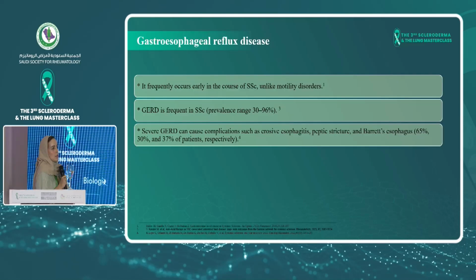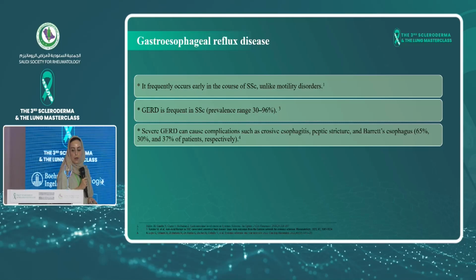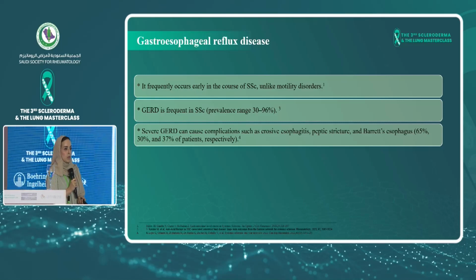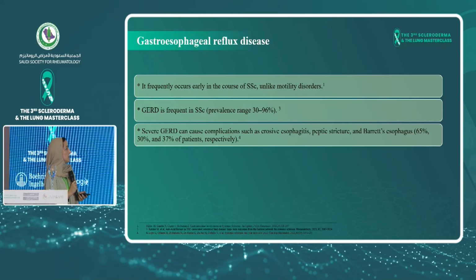All right, gastroesophageal reflux disease, second esophageal involvement. It frequently occurs early in systemic sclerosis. Motility disorders will occur late, but GERD will be one of the first manifestations. It is very frequent. More than 96% of patients will have GERD. Pretty much every patient with systemic sclerosis at some point will present with GERD.